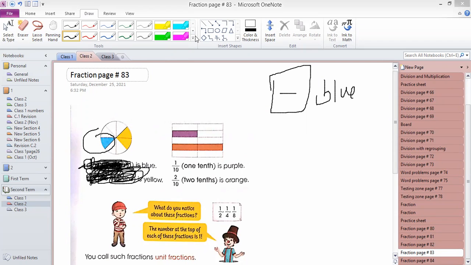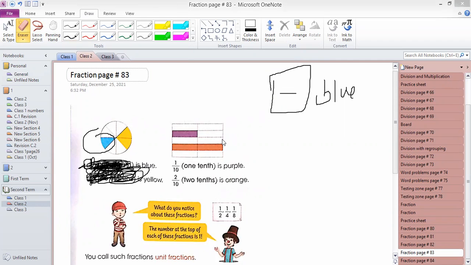Yes, Ahmad. What is the fraction of that blue? Blue one portion, only one up. Okay. 8 down, under 1. Okay, you mean 1/8? Good.